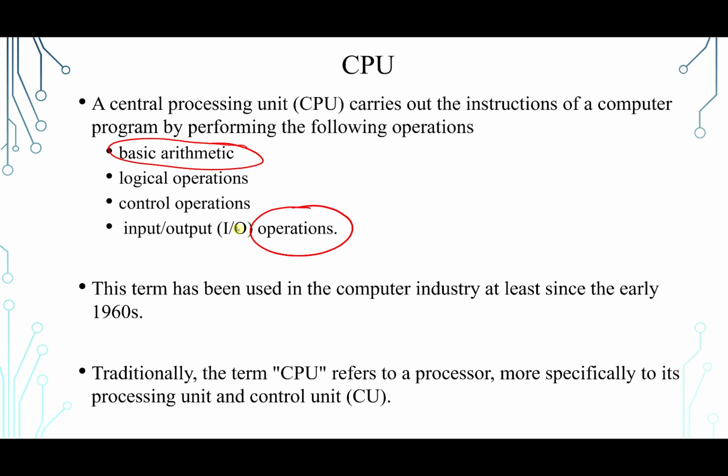The term CPU has been used in the computer industry at least since the early 60s. Traditionally, the term CPU refers to two combined things: the processing unit and the control unit, the PU and the CU. So basically it's the central processing unit, including the control.